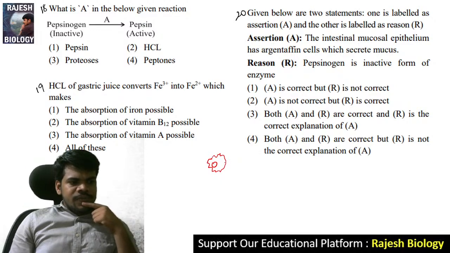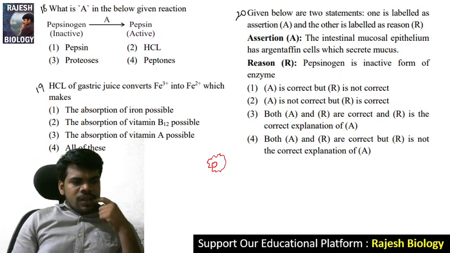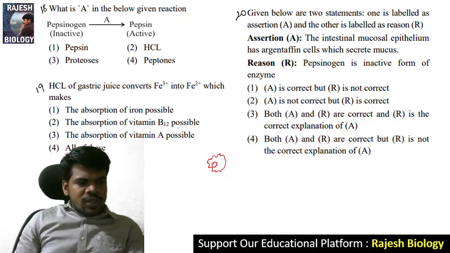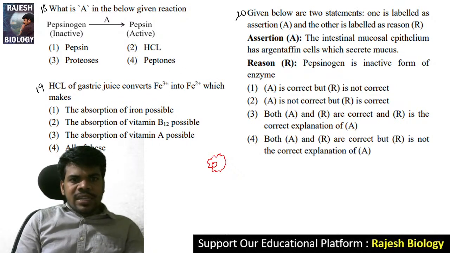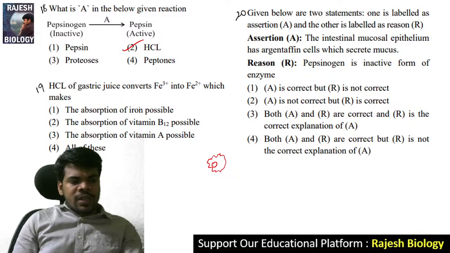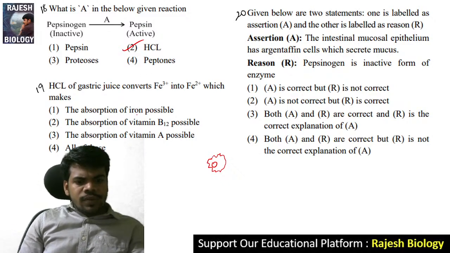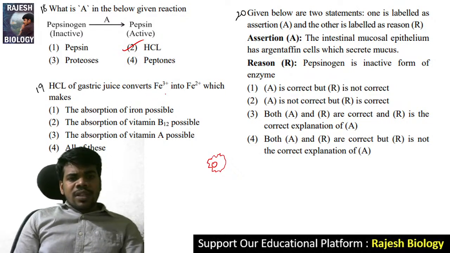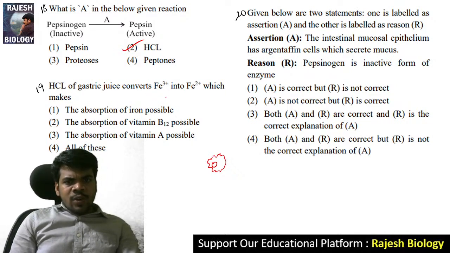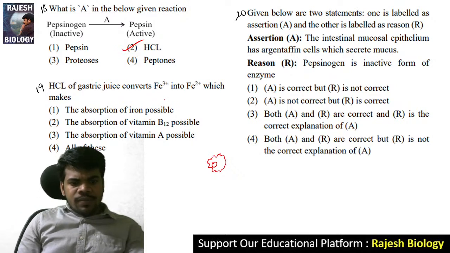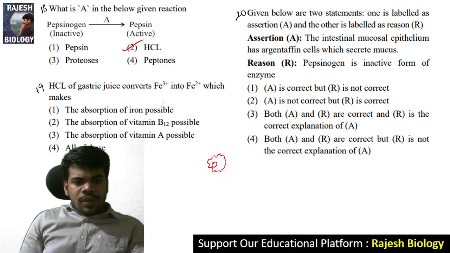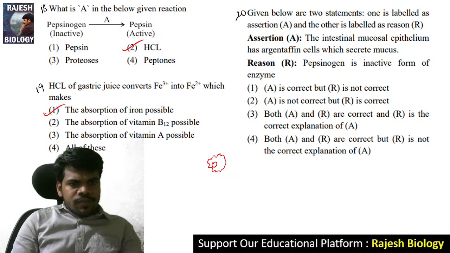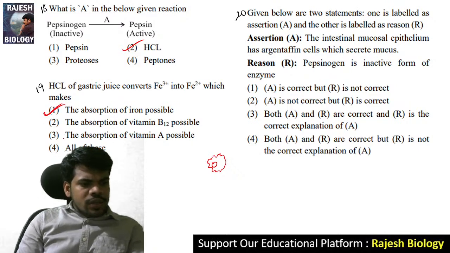Yes, come to the 18th question. The 18th question answer is 2. Yes, Saujanya, correct. HCl converts the pepsinogen into pepsin. And 19th question: HCl of gastric juice converts Fe3+ ions into Fe2+ ions, which makes the absorption of iron possible. 19th question correct.